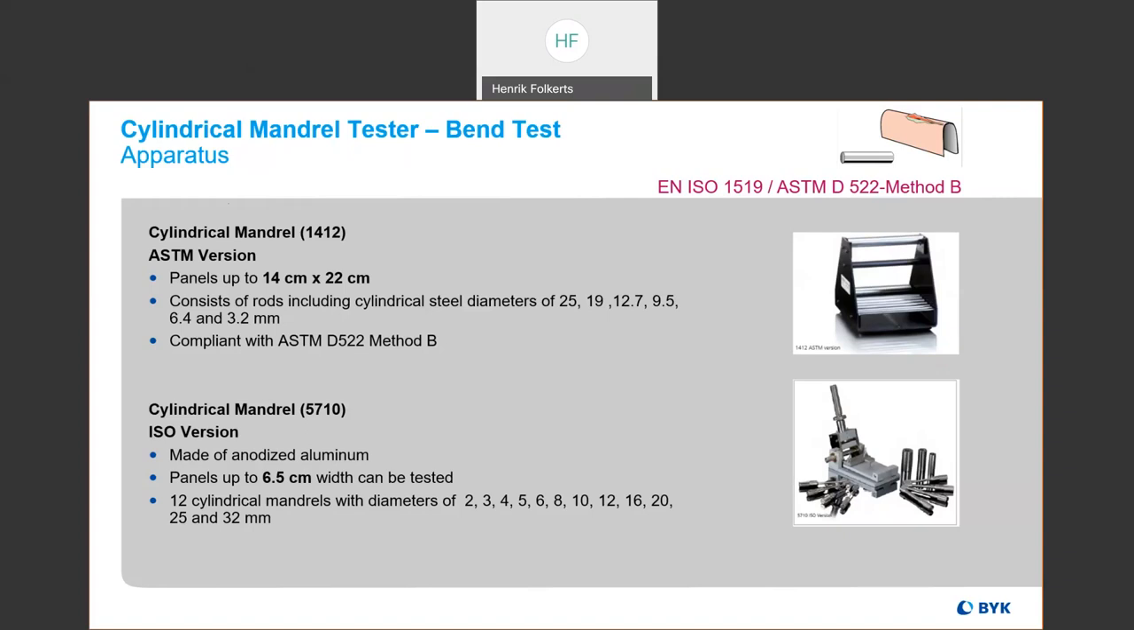The second one, described in ISO 1519, is a more comfortable version because it contains a lever here. Different types of mandrels with different diameters from 2 millimeters up to 32 millimeters can be put in the device. As you can see, it is a wider range of diameters, thus the method is more accurate.